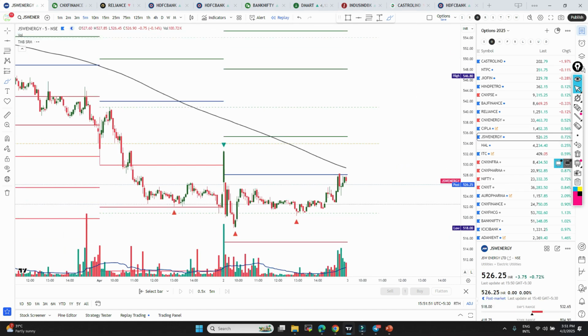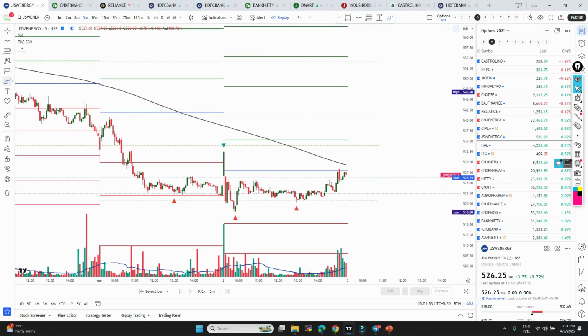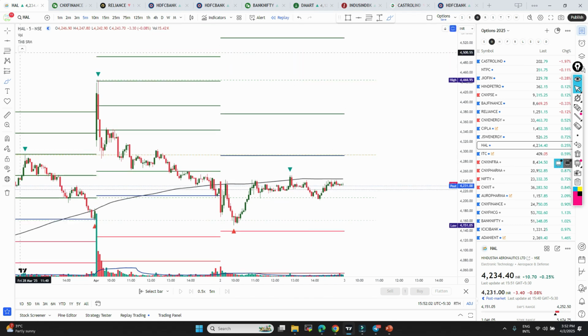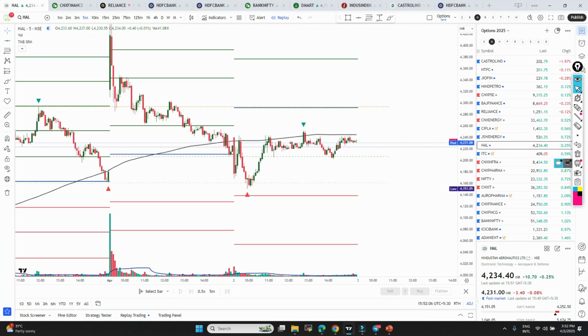JSW Energy, this is the CPR. It won't allow it to go the first or second time, two times. After that, if we see this HAL, right? This is HAL. It fell, with the origination from the 200 moving average. It fell once again, and when it comes, it tried to resist, tried to resist, tried to resist.